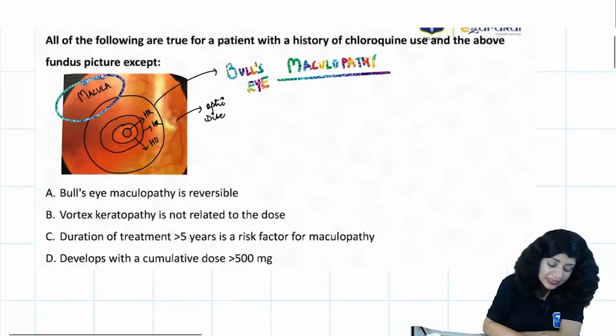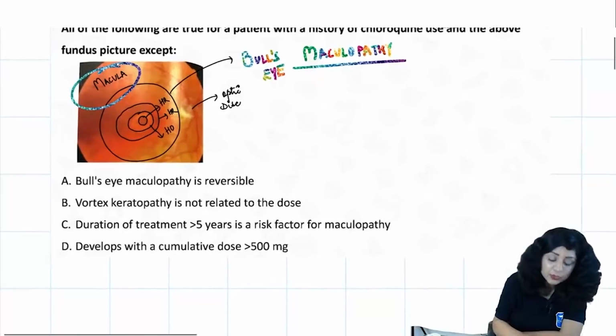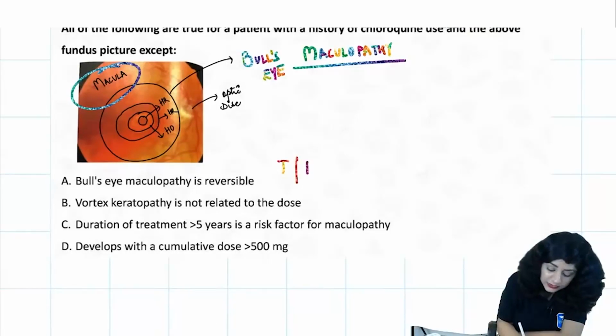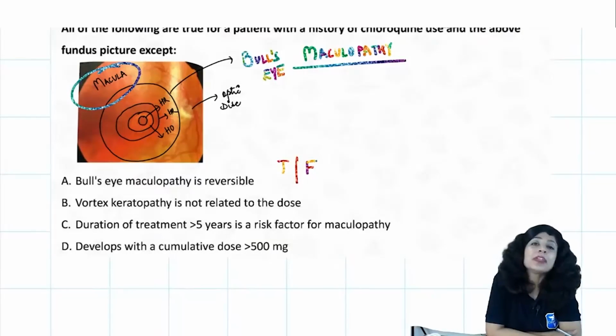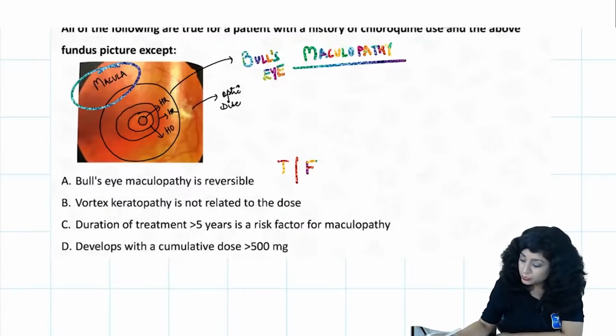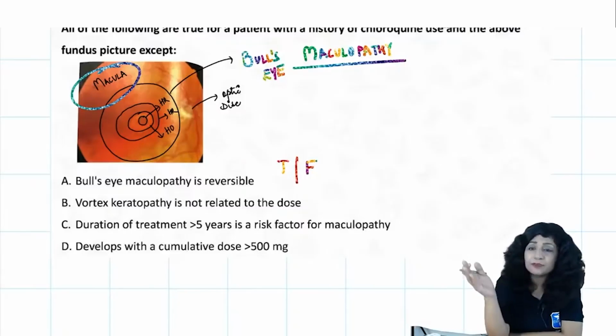Bullseye maculopathy is reversible. So tell me, is it true or false? Is this maculopathy reversible? Yes or no? Try to do it as a true and false statement, because you can even get true and false kind of questions also here. So we will try to do them as true and false. What do you say about A option?